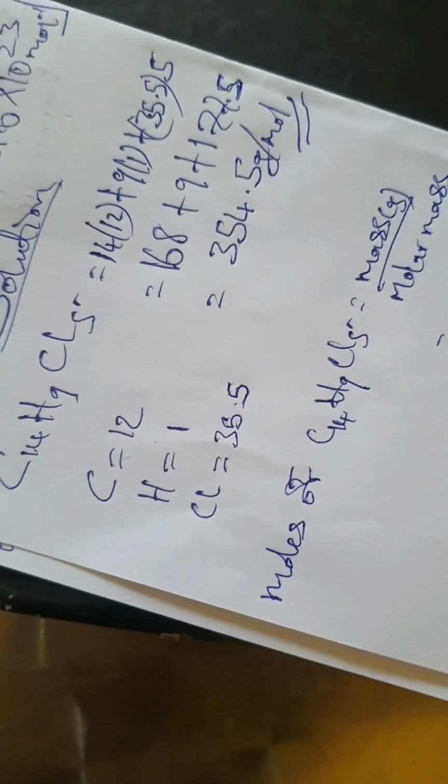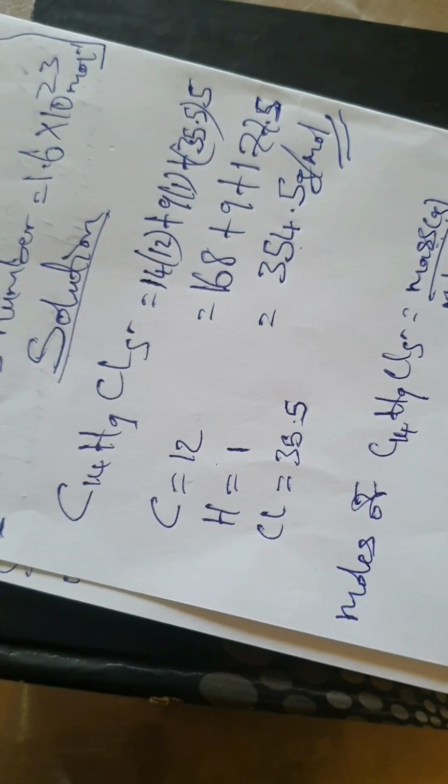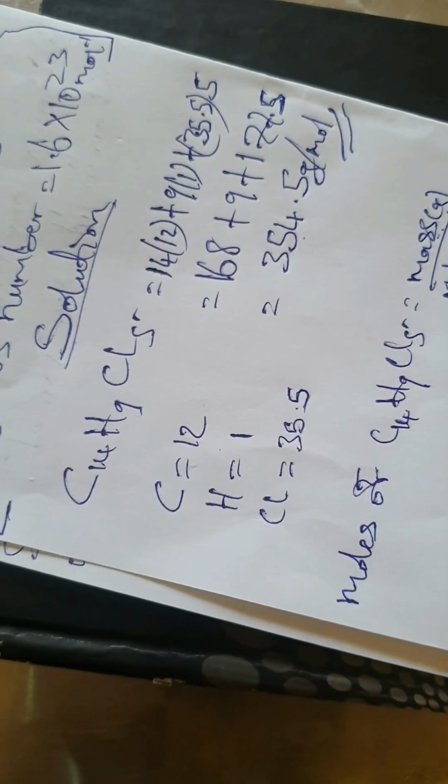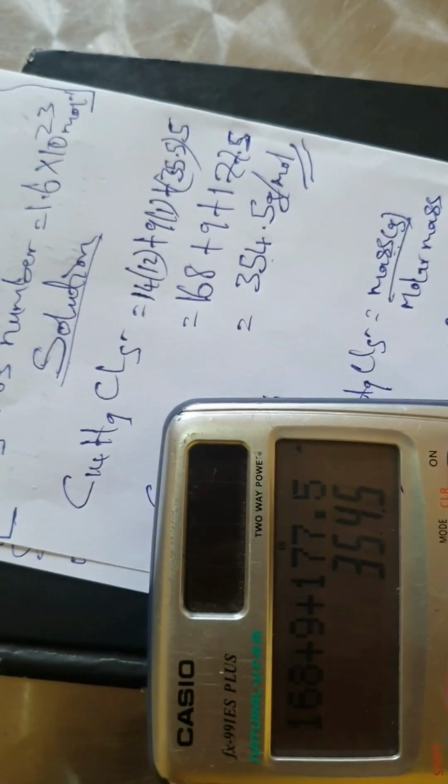So here, the mass in gram is 0.20 gram, divided by the molar mass we have now, 354.5 gram per mole. So gram cancels gram. Let's solve now, because we are finding mole, it's not gram we are finding.